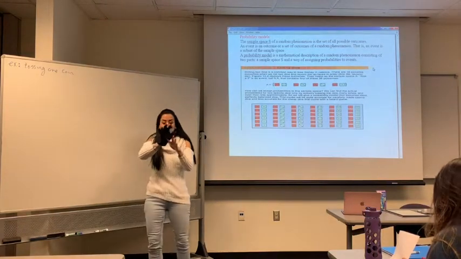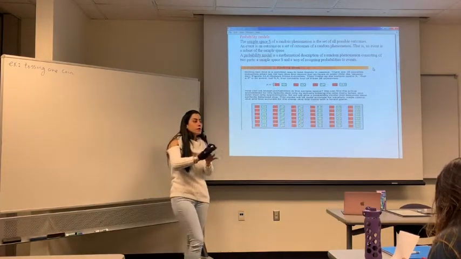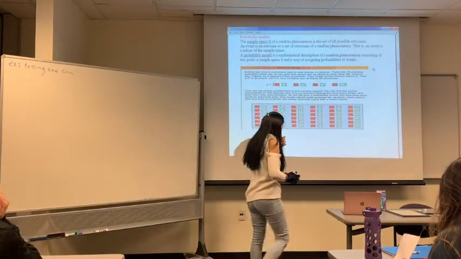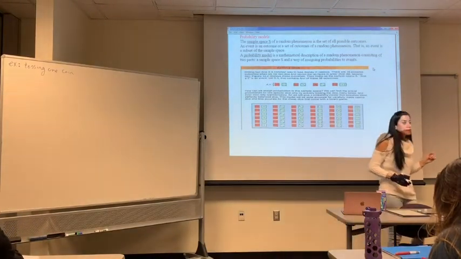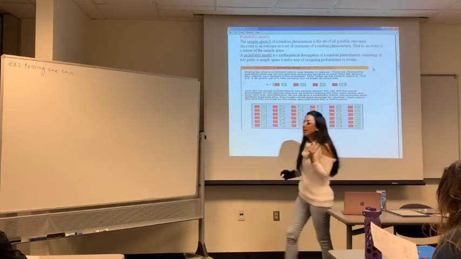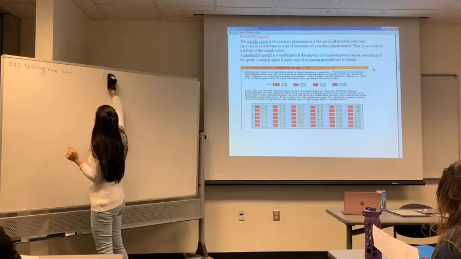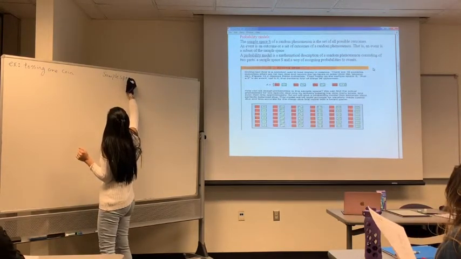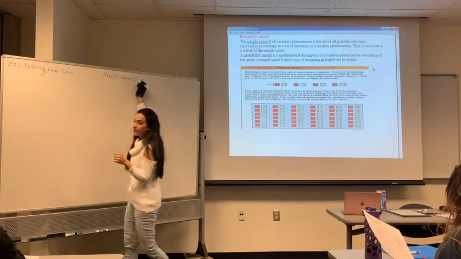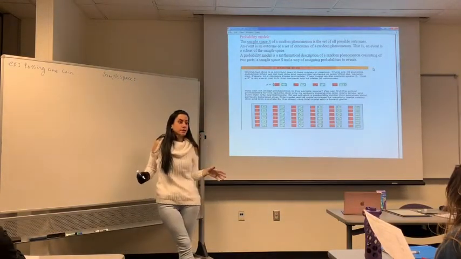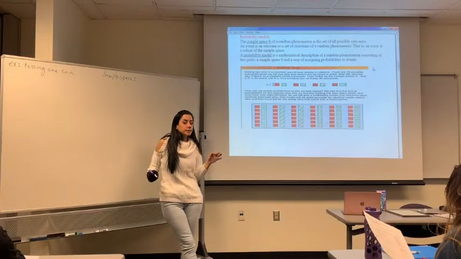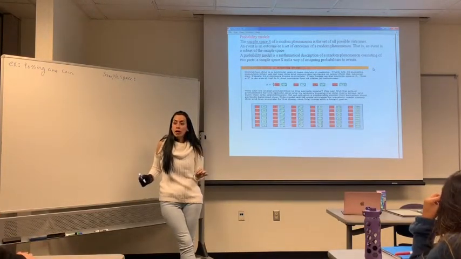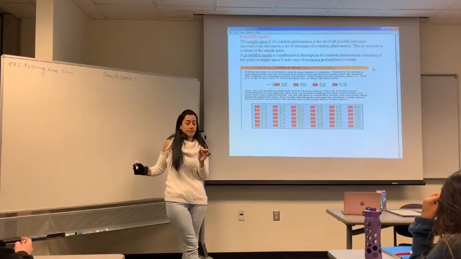Okay, so there are some concepts you should know. One of them is sample space. We show sample space with S. To be able to find a probability, this is the first step. So what is sample space? Sample space is the set of all possible outcomes of a study.